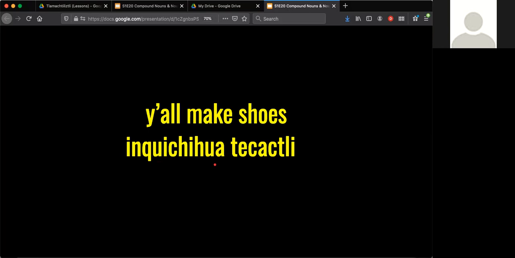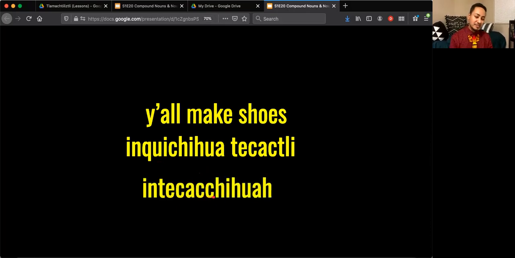So would that be in ki tecacchiwa? Okay, so in tecacchiwa. So this tecactli takes the place of the object. So this ki is indicating what the object is. And in this case, because we don't have the object here, we're indicating it as "it". Like we it make shoes, or we it make shoe, whatever. But once you put the tecactli, it is taking the place of the object. So now this is the object, tecac. So in tecacchiwa is how you would say it.